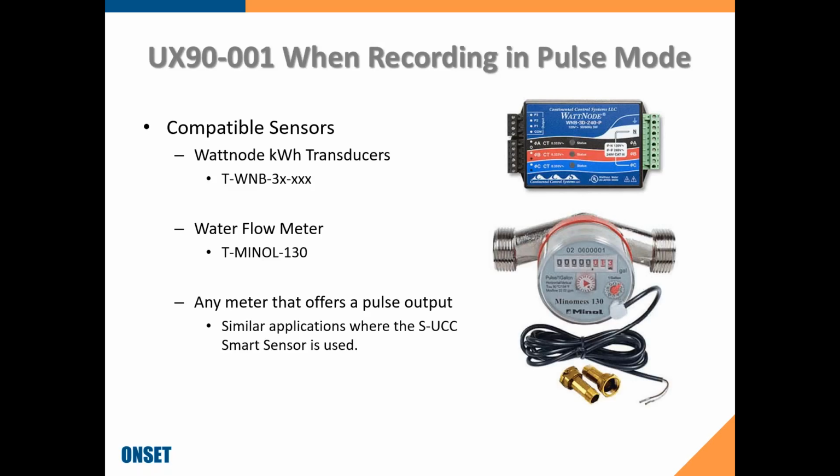The other great thing about the UX90-001, because it can work in the pulse mode, is it works with other sensors. It'll work to log kilowatt hours using a kilowatt transducer. Specifically, the WattNode that we have on our website, it works great with that because that sensor itself has a single pulse output. It can also work with our water flow meter that we sell here. And again, mechanical pulse output, and it's recording in a pulse format. So any meter that offers a single pulse output, this specific data logger will work with it.